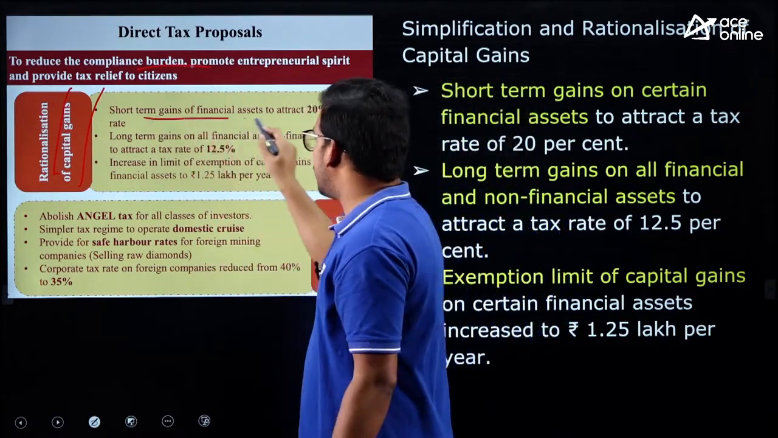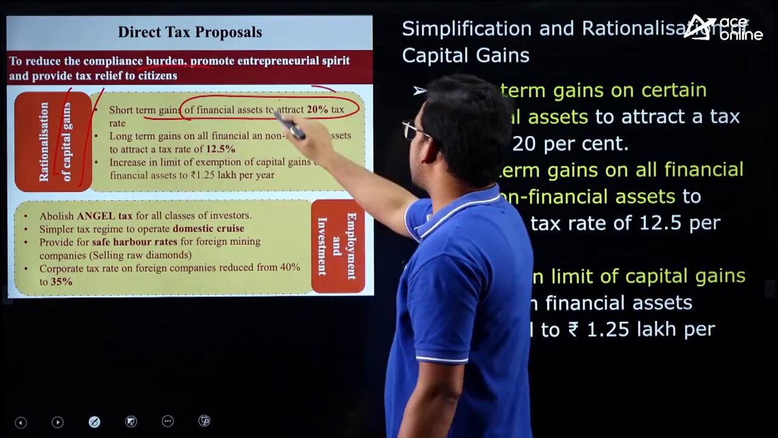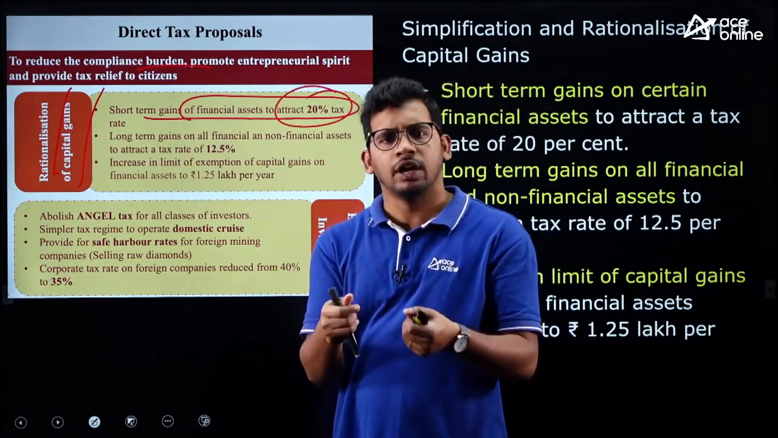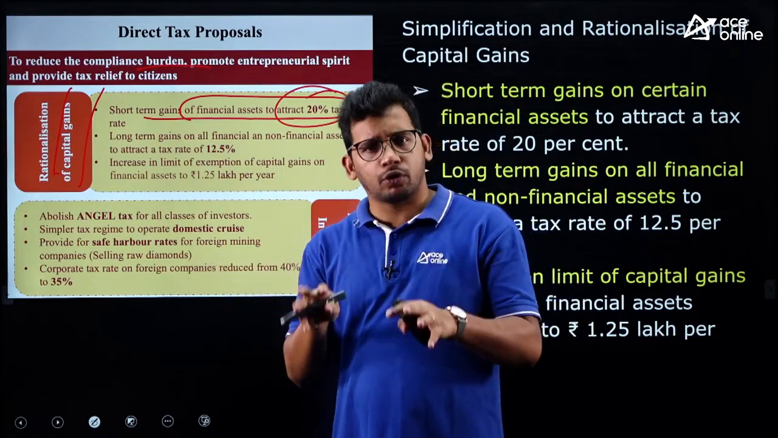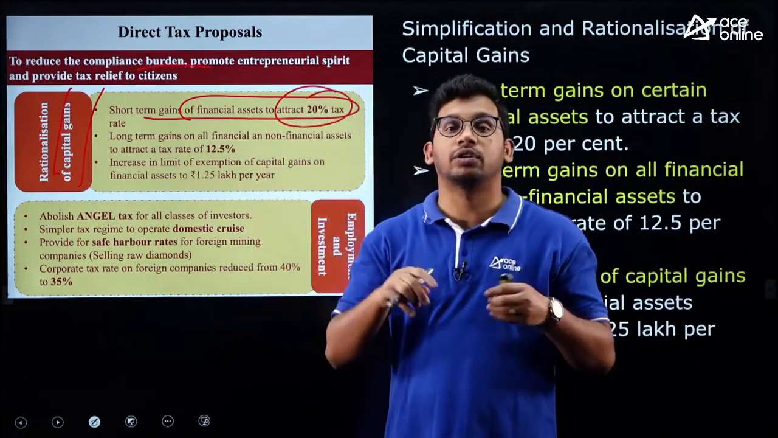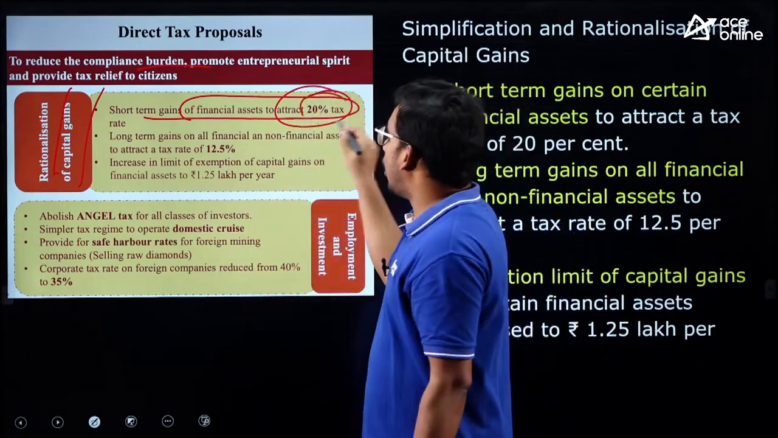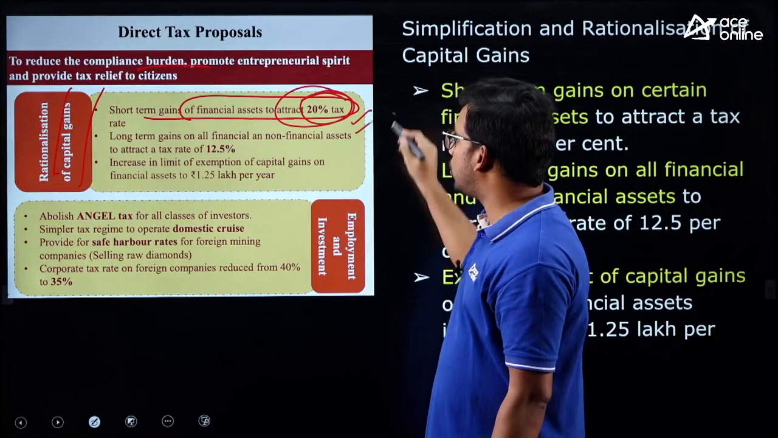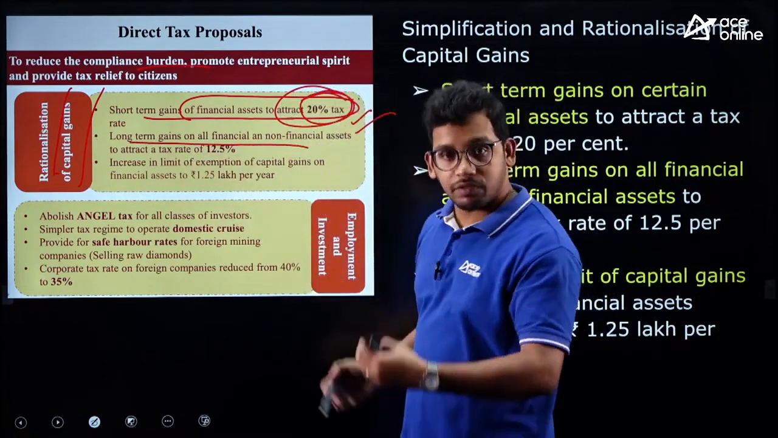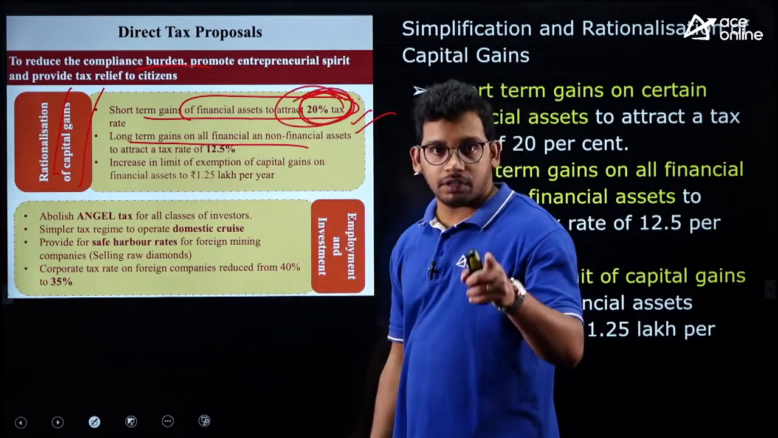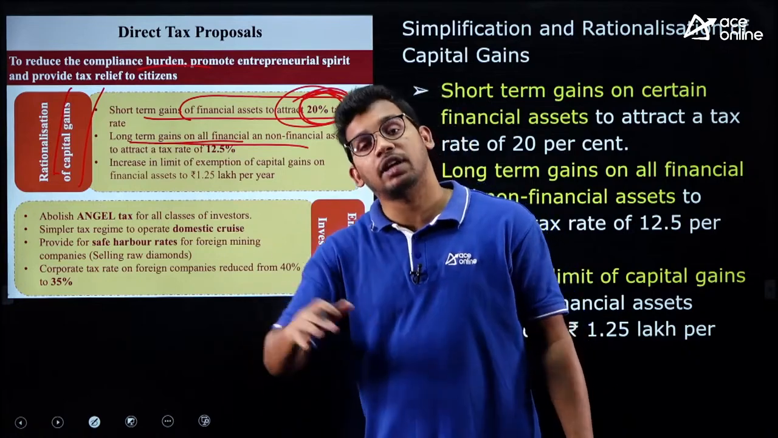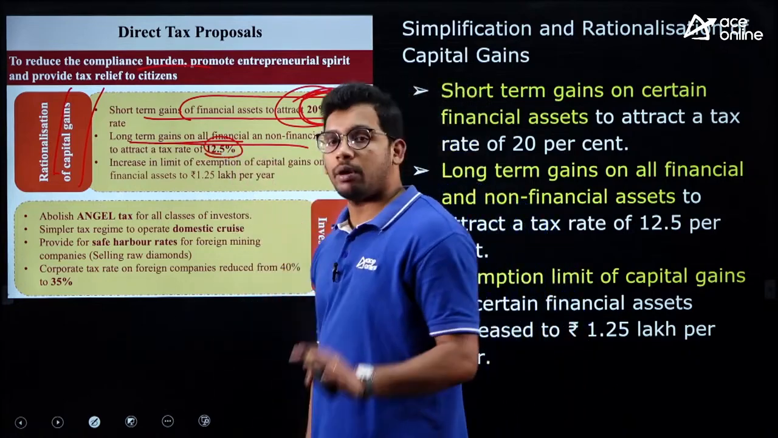Now short term gains of financial assets will be attracting 20% tax. Financial assets means bonds, gold, all these things are considered as a financial asset. So if you buy gold for 1 crore today, after 1 year you are selling it and you got 1.1 crore, so 10 lakh you got as a profit. Out of that profit 20% you need to pay to the government, right? And long term gains, this is a short term gain, that means within 1 year if you are getting profit, 20% will be levied. And long term gains, that means more than 1 year, if you are selling your property after 1 year, that tax will be 12.5%.